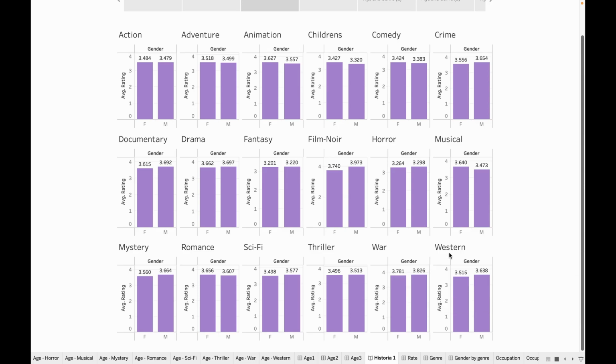One interesting thing that we can see is the difference between females and males in rating. The one that has the biggest difference is film noir, with 0.233, and then musical movies also have a really high difference between them.